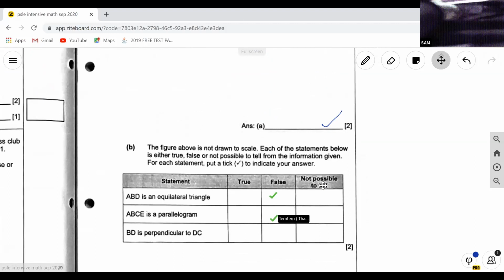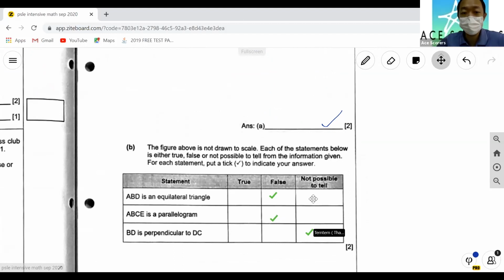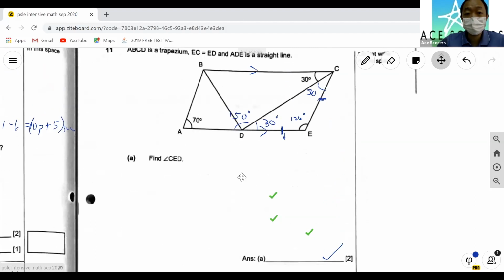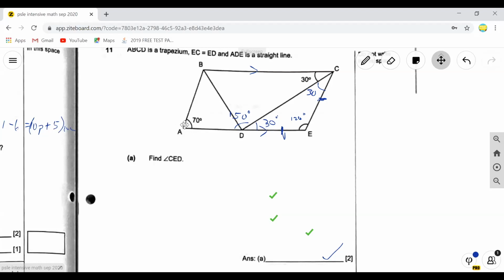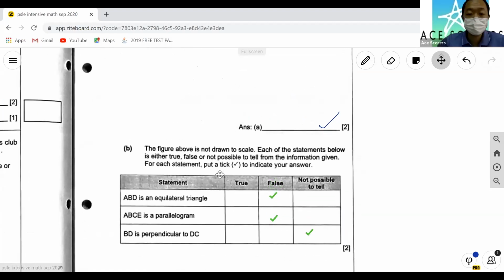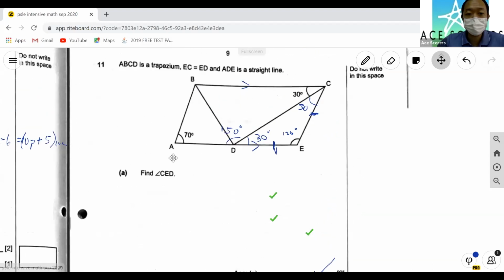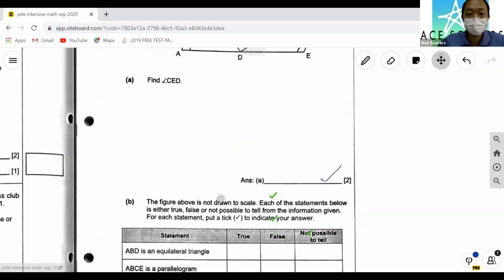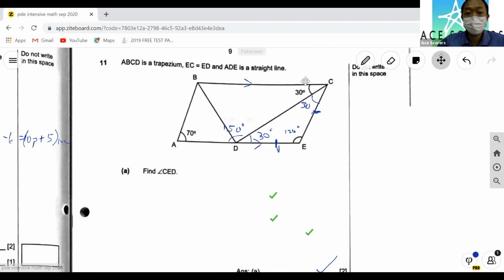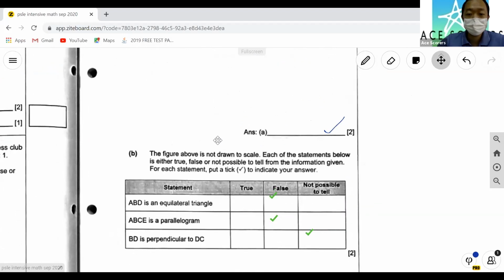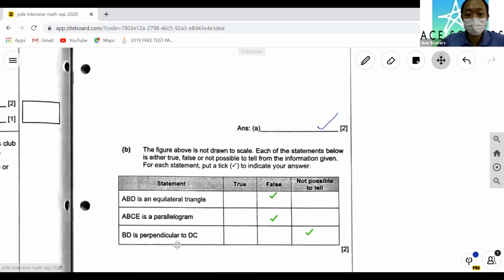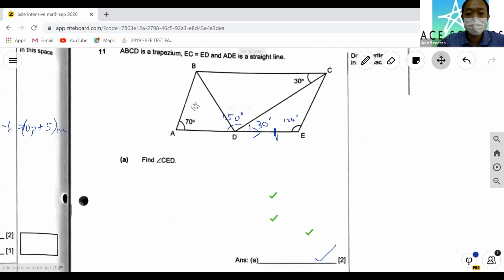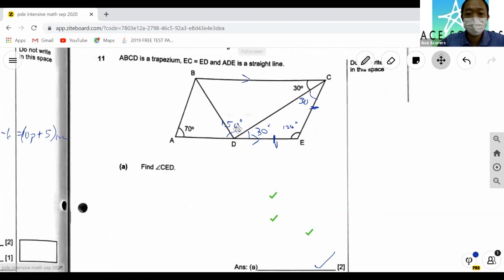Okay, each of the statement below is either true, false, or not possible to tell. Yeah, so ABD is an equilateral triangle. Where's ABD? ABD, so it's not, because it's not 60. It has to be 60. So the first one is false. ABC is a parallelogram. That's false. Why? Because parallelogram has got to have all sides parallel. But here only two lines are parallel. And the last one, BD is perpendicular to DC. No, we don't know. Okay, so that's not possible to tell.